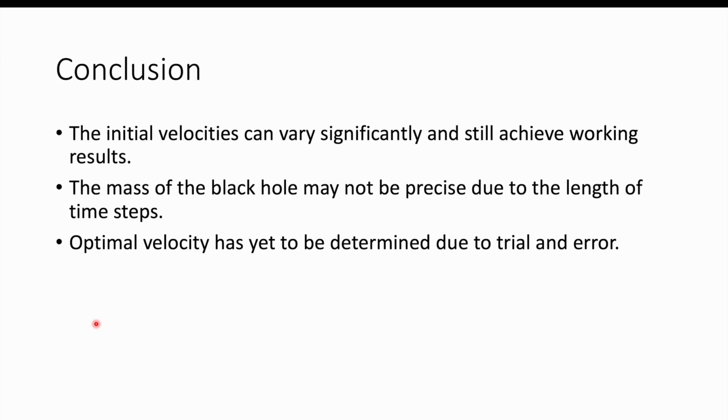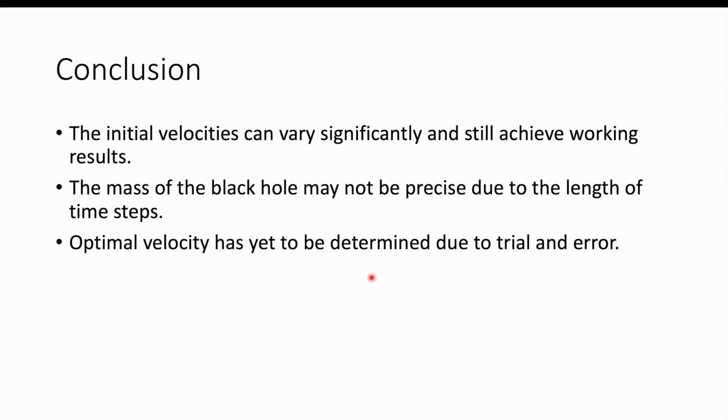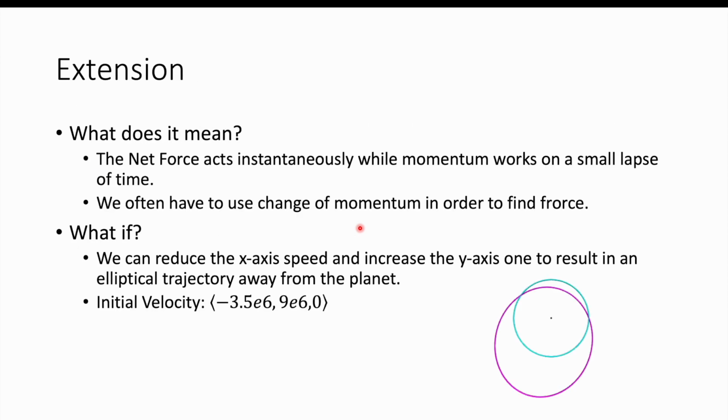So in conclusion, the initial velocities can vary significantly and still achieve a working result. As we've seen, different values will have different impacts. We'll get closer or a bit farther. We'll have a more elliptical orbit, etc. There's no one right answer. Additionally, the mass of the black hole may not be precise due to the length of the time steps. We used time steps of 1 day, which is huge, and did slightly impact the results. And finally, the optimal velocity has yet to be determined, because I used trial and error to find these values, and we could calculate the perfect values in order to basically touch the event horizon without crashing into it.